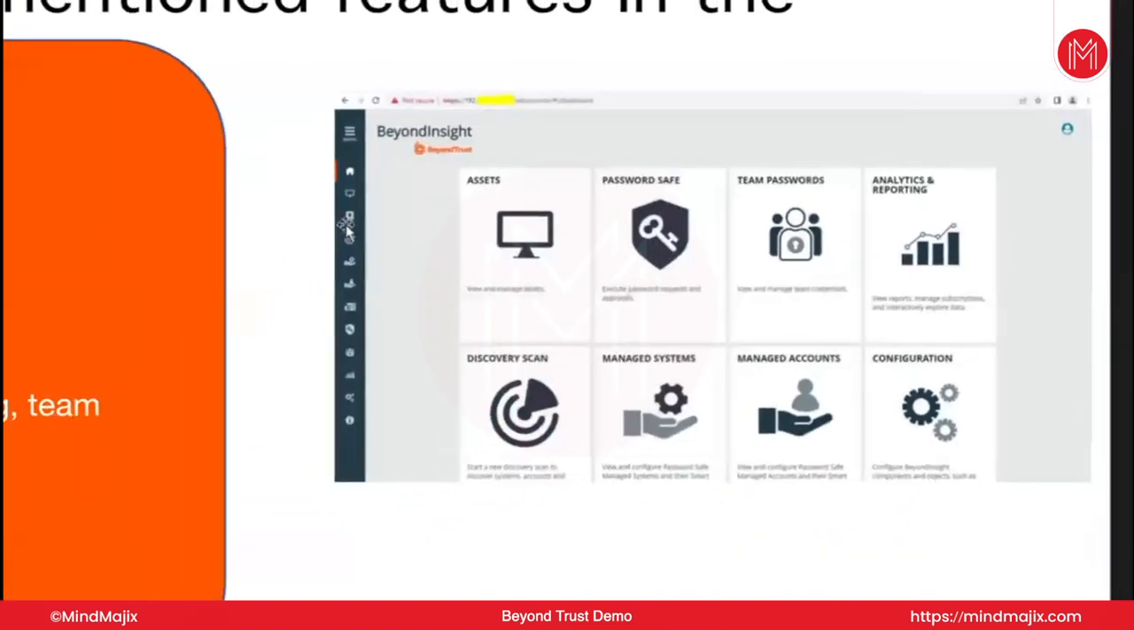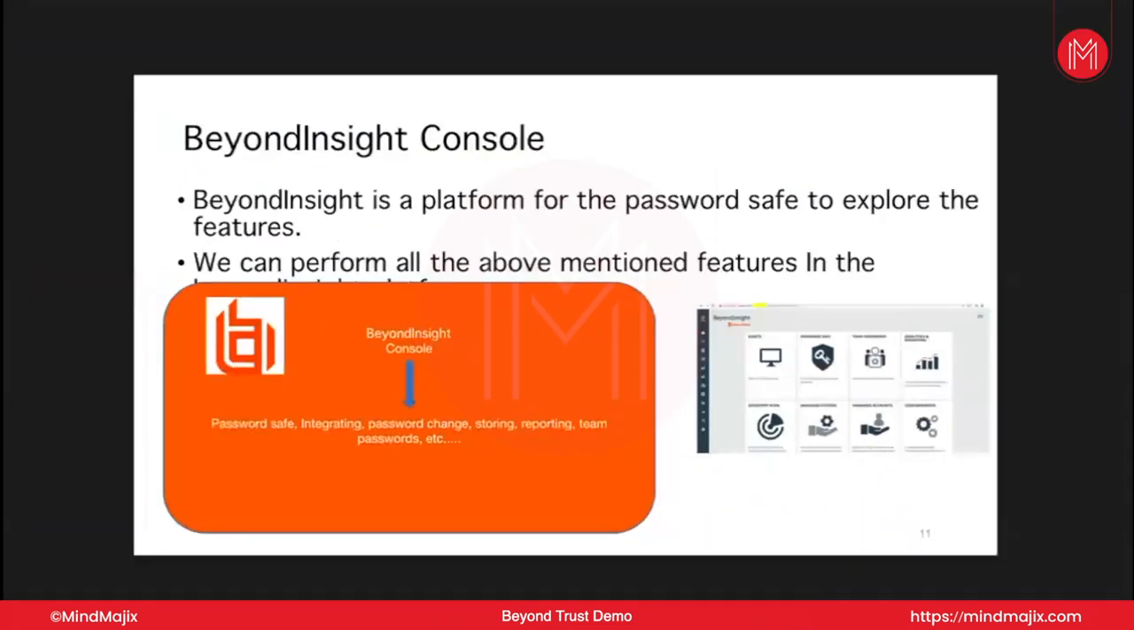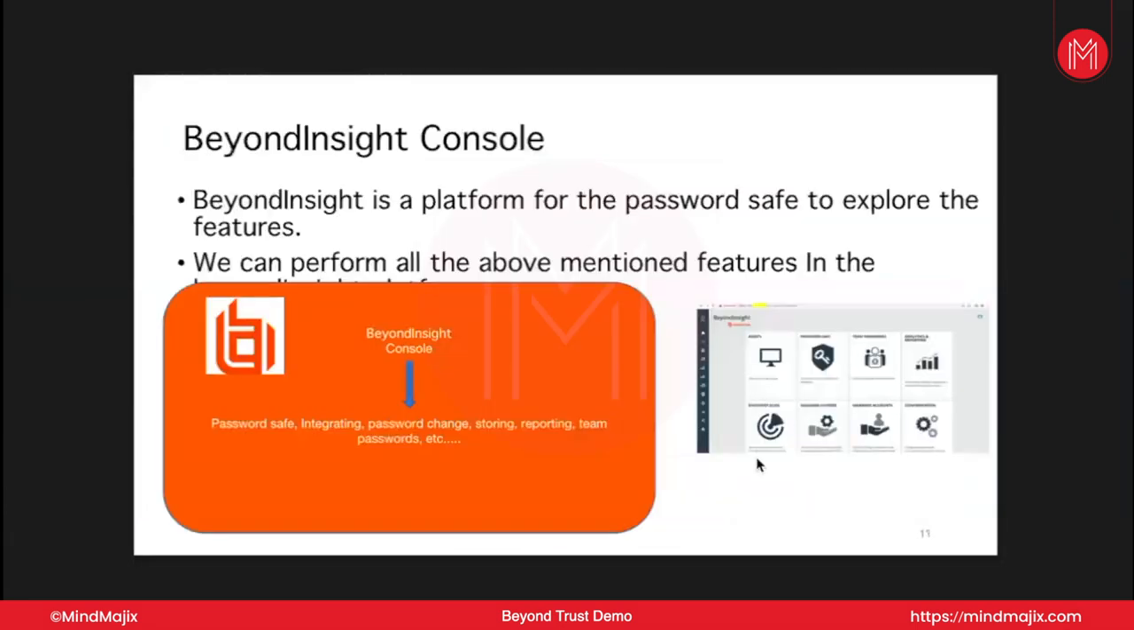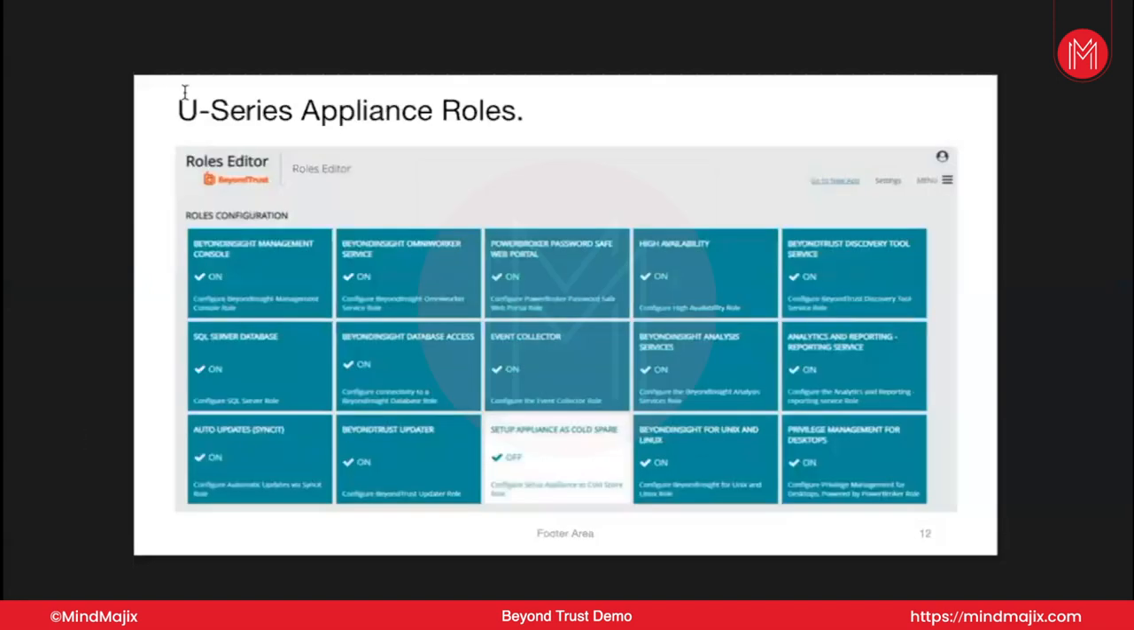If you take the on-premise, you need to install each and every stuff manually. And this is the U-Series appliance, which is the cloud platform. It provides all the roles and the stuff. If you take the cloud platform as a U-Series appliance, it automatically provides everything. They'll provide a virtual machine for you. You just need to install it. It may take you a couple of minutes, 15 to 20 minutes, to configure the user accounts and the passwords, etc.